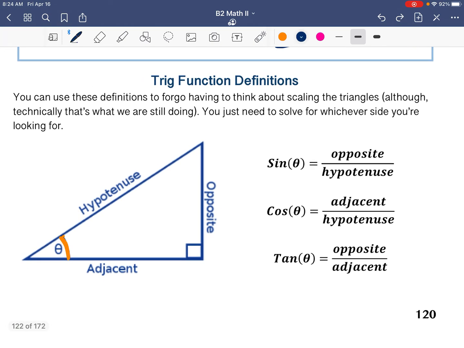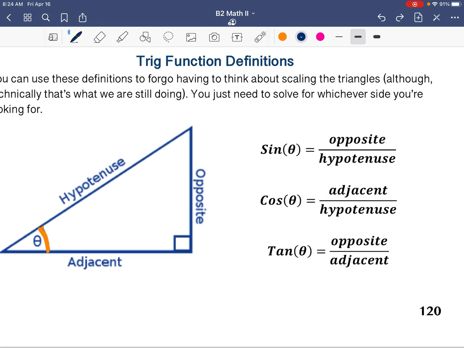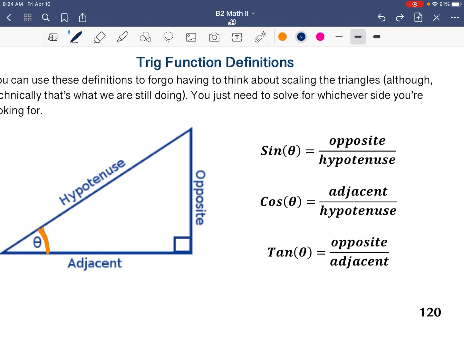The way that most people remember this is, it's so early in the morning, I can't remember what the word is for this, but you can remember SOHCAHTOA, and they pronounce this SOHCAHTOA.